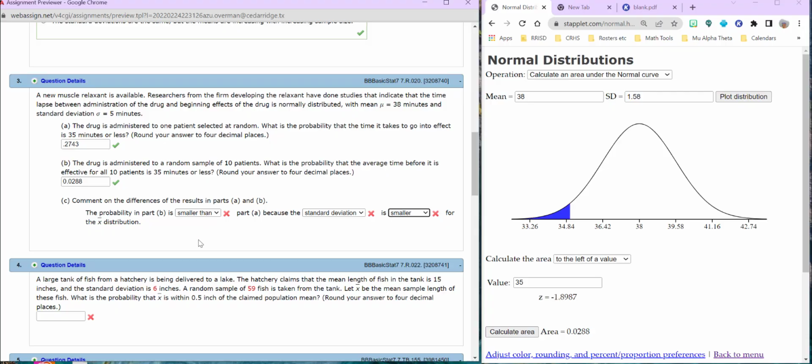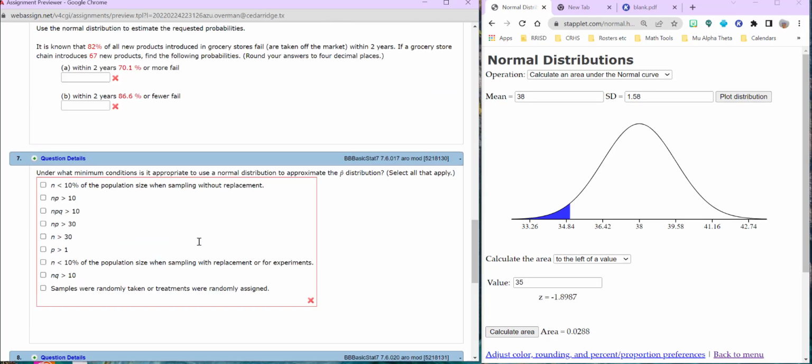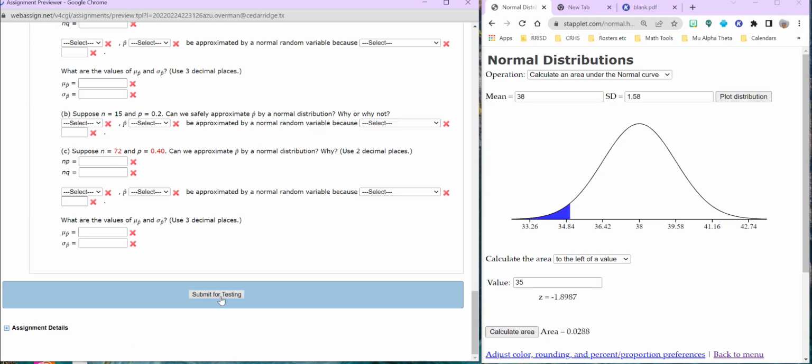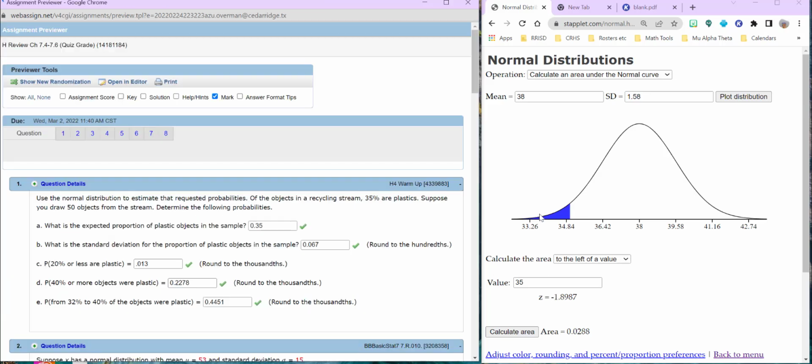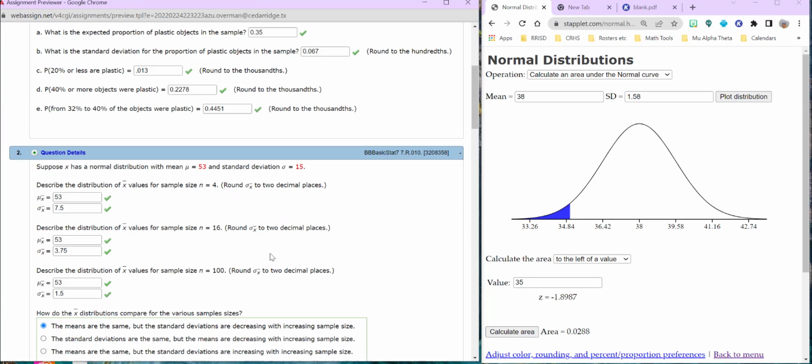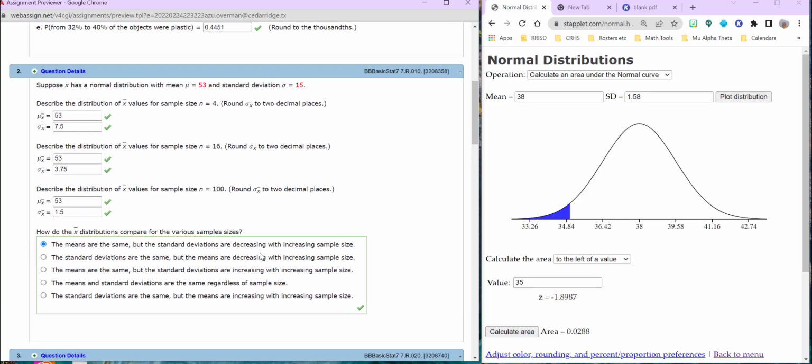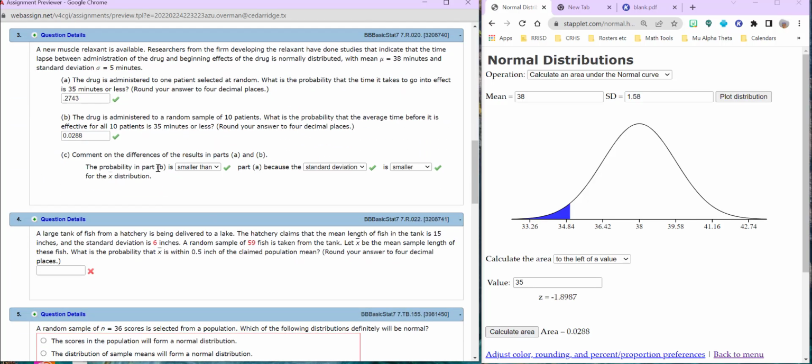So the probability in part B is smaller than part A because the standard deviation is smaller for the averages. As we go bigger, our standard deviation gets smaller, which means that 35 minutes is really far away in standard deviations when we start averaging for bigger samples. When we're doing an individual, we were using 5. When we did the group of 10 patients, our standard deviation went all the way down to about just over 1.5.